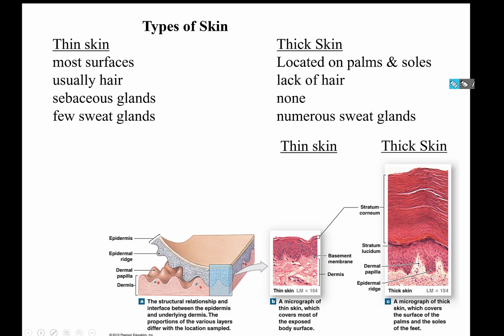Okay, so you've got two types of skin. Thin skin covers most of your body surface, and that's pictured here. So thin really refers to the fact that the stratum corneum is thin.